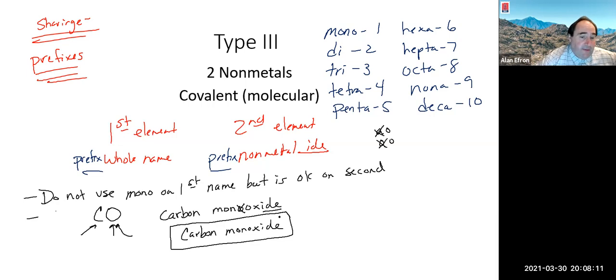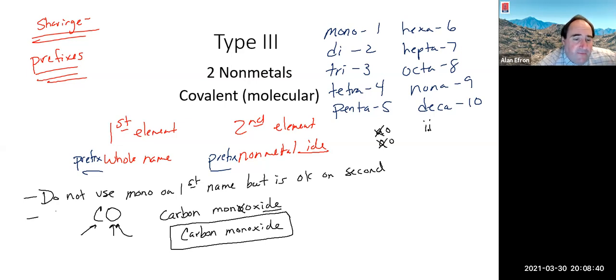Absolutely, positively no balancing needed or anything like that. Just simply proper prefix, and don't use mono on the first name. Drop the A if you got an A and an O. Drop the O if you got two O's. Actually, two I's seem to be okay. So people are okay with the two I's. But that A and O and the two O's are very commonly ones that we drop.